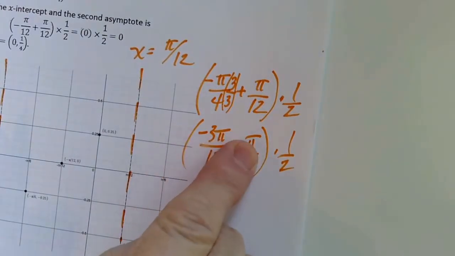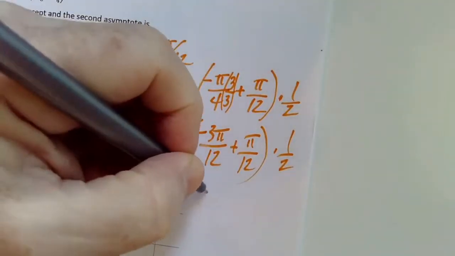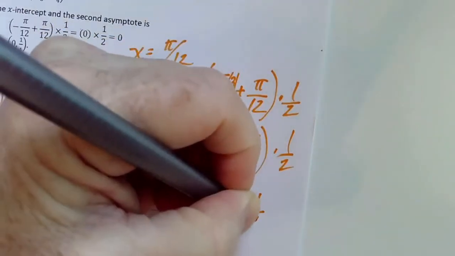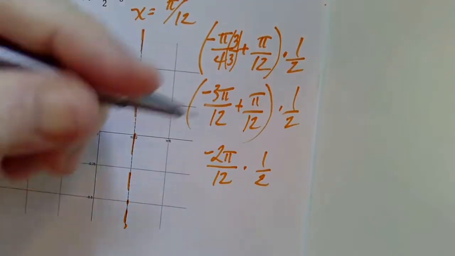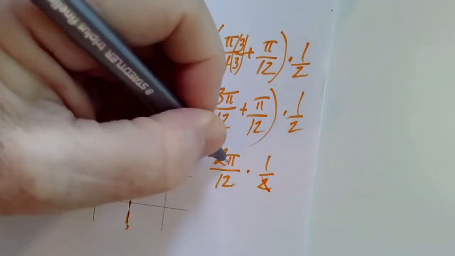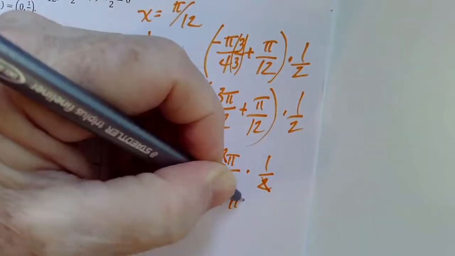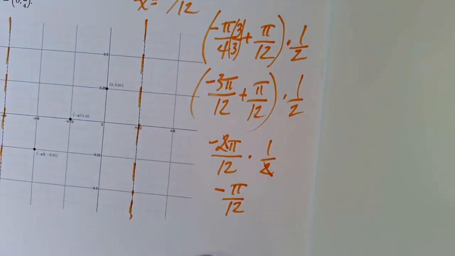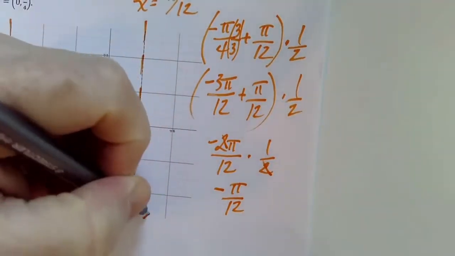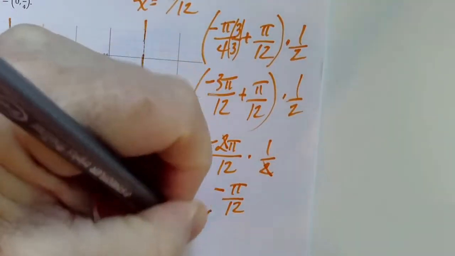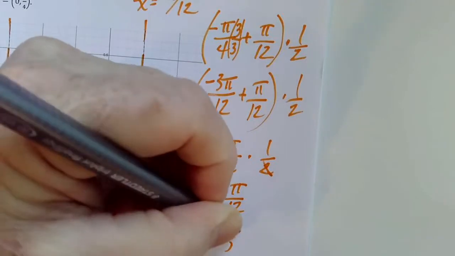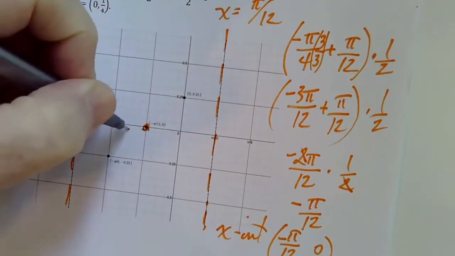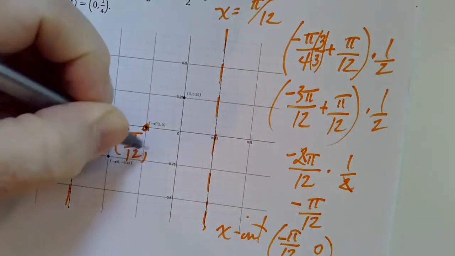Negative 3 plus 1 is negative 2. We're still multiplying by 1/2. And now the 2's divide out. And we're just left with negative pi over 12. That means the x-intercept will be negative pi over 12 comma 0. So our center value is negative pi over 12 comma 0.